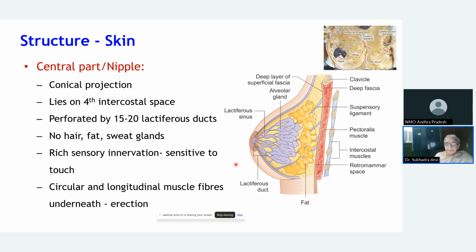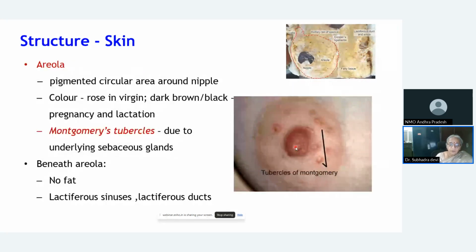Then there is the central part, the nipple. Okay, central part. So there is a conical projection. You are seeing the nipple. And what is the space? How many lactiferous ducts will you be seeing? And absence of hair and sweat glands, rich sensory innervation, it contains circular and longitudinal muscles, and its role in erection you should also be able to recollect.